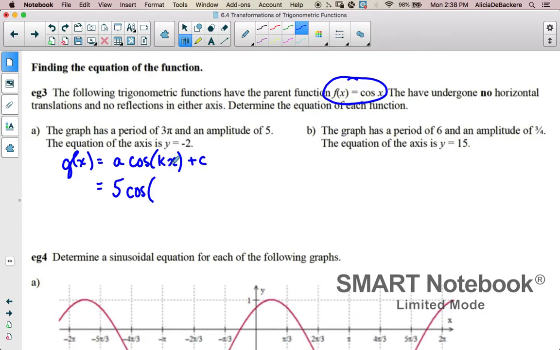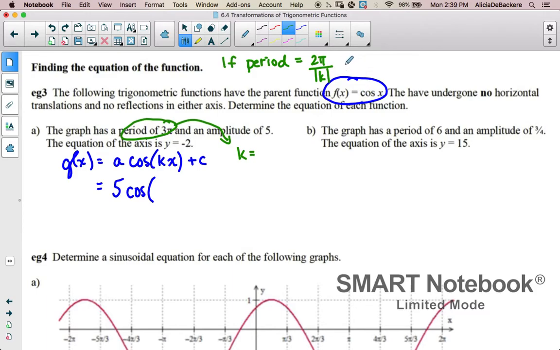Then I have to come up with the k value. Now the k value is the hardest part. The k value is going to come from the period. So I know that the period is 3 pi. So I'm just going to come off to the side here in my rough work. I'm going to remember that the period is 2 pi divided by the absolute value of k, well, then I can rearrange this and solve for k, because here I want to find k, right?